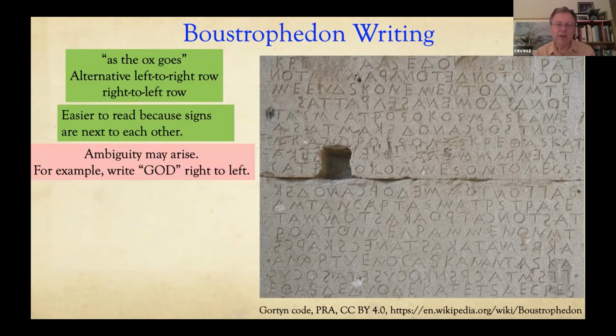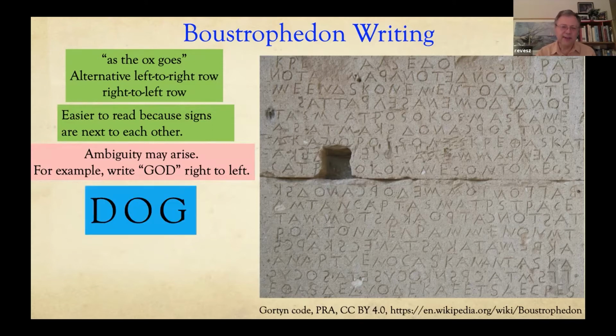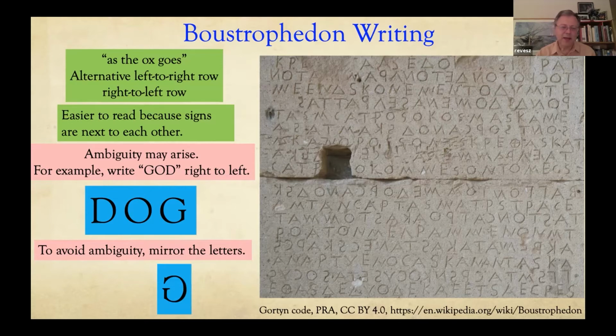On the other hand, ambiguity may arise. For example, let's try to write down the word God from right to left. We get this. This is not very good because it's ambiguous. It can be read as dog in English, another word. So what can we do? A possible solution is to mirror the letters. That means that I will write G backward, O backward, and D backward. Do you see it? And now it's very obvious that we have to read such a sequence of letters from right to left, and therefore we have written down God.